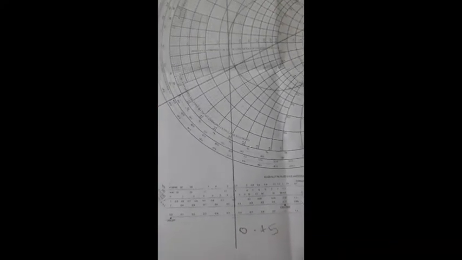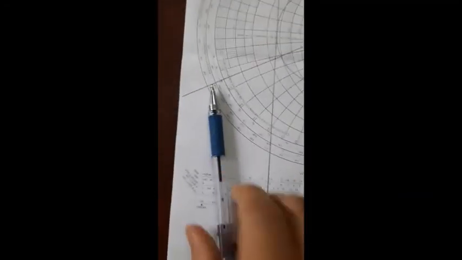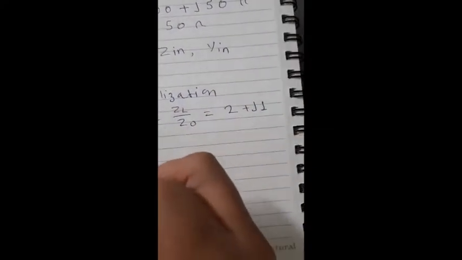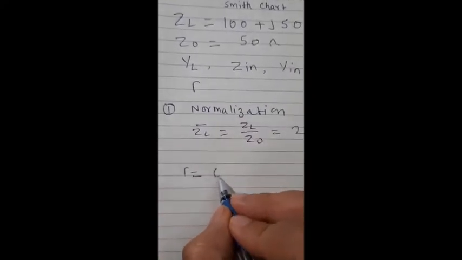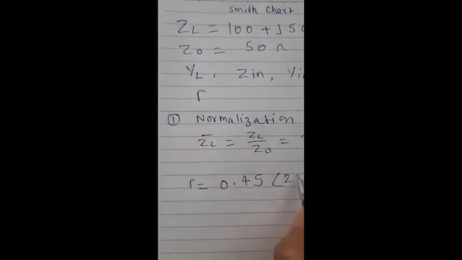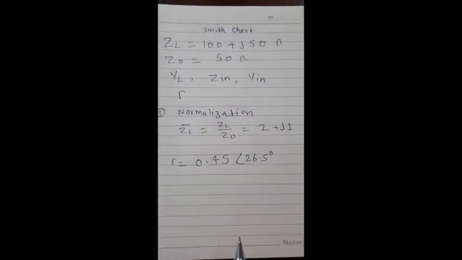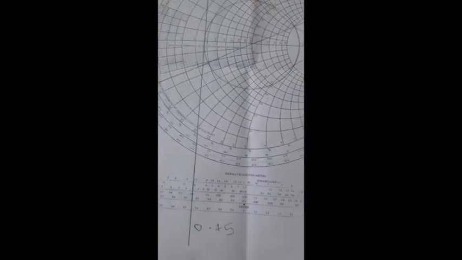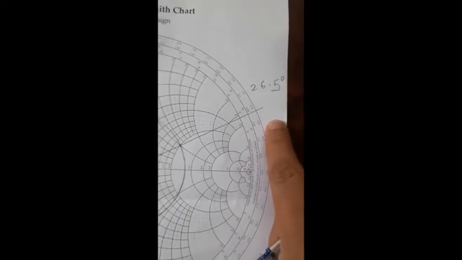So therefore we mark the reflection coefficient as 0.45 with an angle of 26.5 degrees. So this is our reflection coefficient. The amplitude is 0.45 and the angle is 26.5. Right.